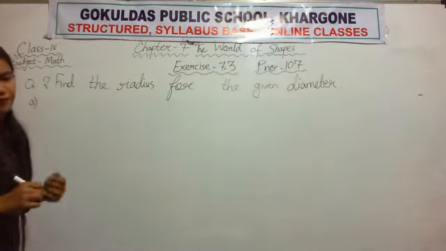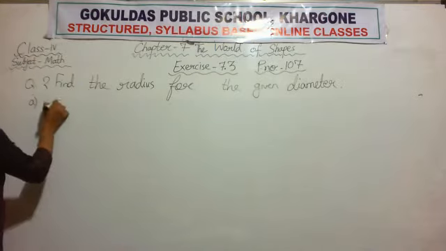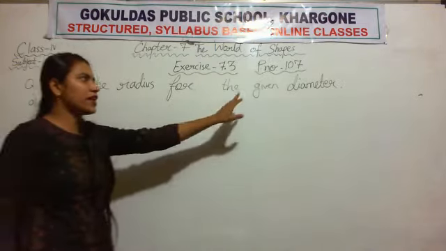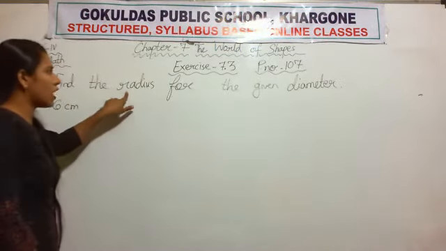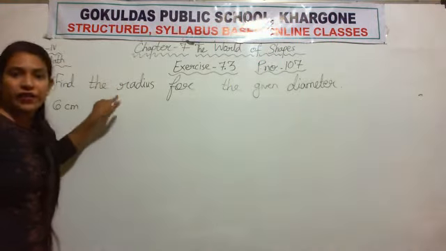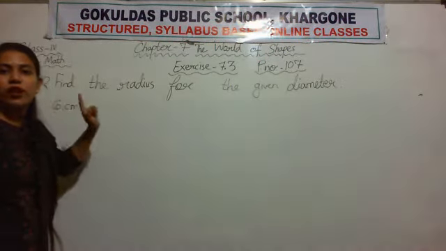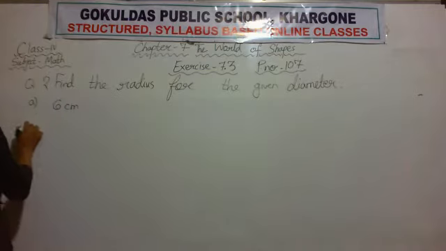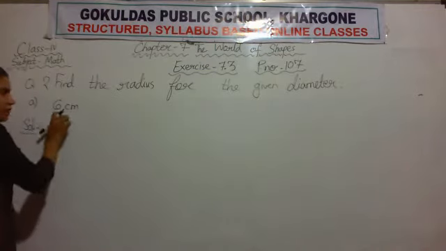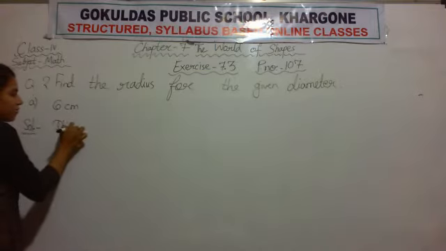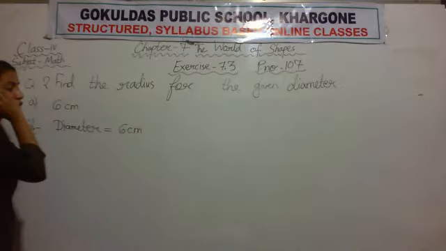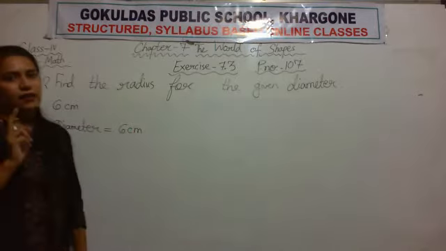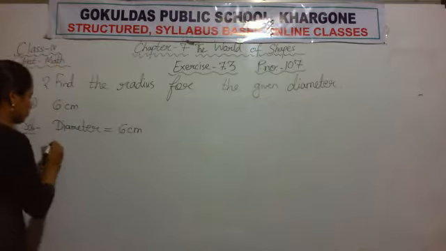Question A. 6 centimeter. What is given here? Diameter is given. And what do you want to find? You want to find radius. So we will use the formula for radius. Diameter is given. So write diameter is equal to 6 centimeter. What do you want to find? You want to find radius, right? What was the formula for radius?